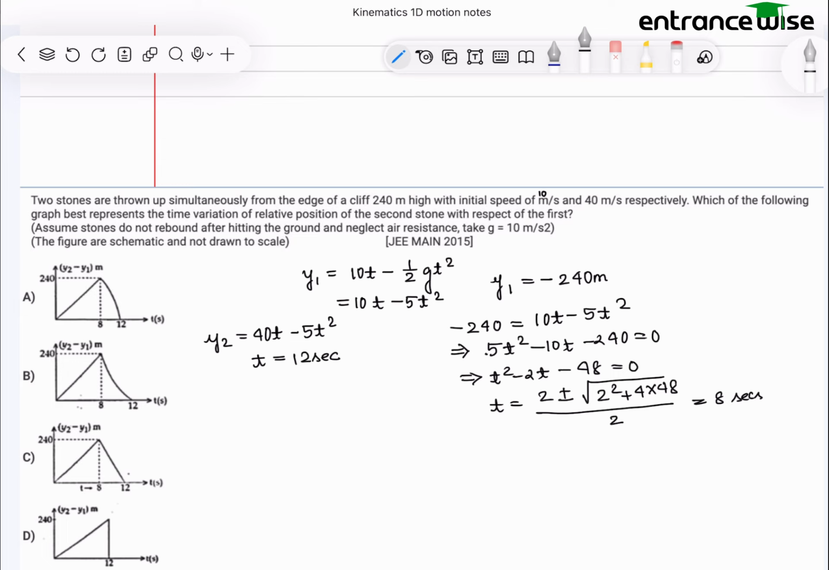Now, the relative displacement is y2 minus y1 equal to 30t when t is greater than 0 and less than or equal to 8 seconds. y2 minus y1 equals 40t minus 5t square when t is between 8 to 12 seconds. So the graph is this one.